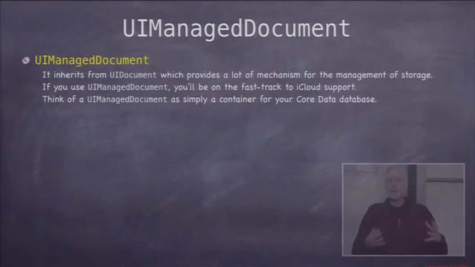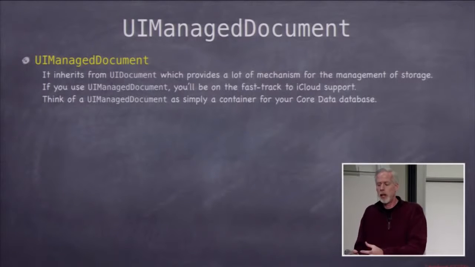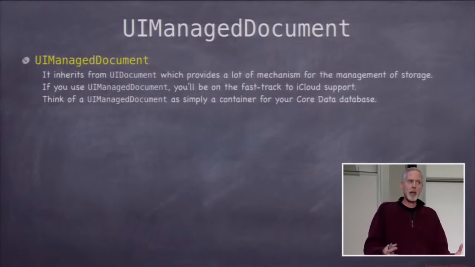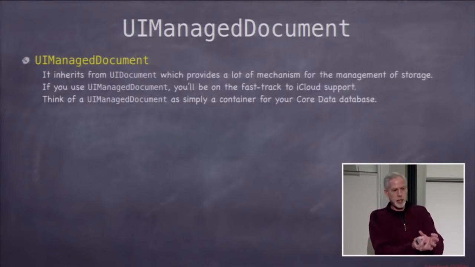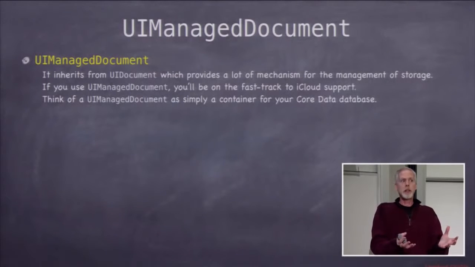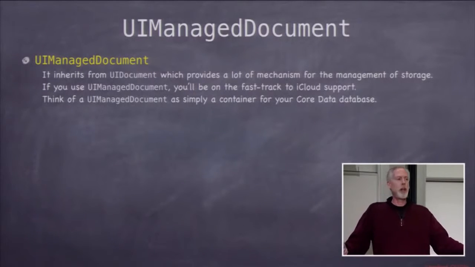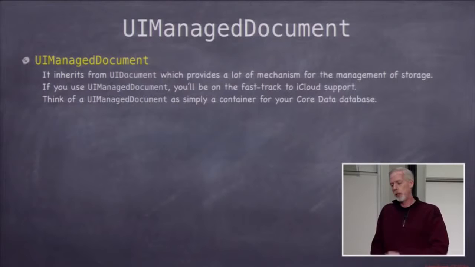It inherits from a class called UIDocument. UIDocument is a whole bunch of mechanism for managing some storage. Okay, UIManagedDocument puts a Core Data database in some storage. So you're managing the storage of your Core Data database. So you can think of UIManagedDocument as just like a thing that contains your Core Data database for you. And all you ever really do is open or create a UIManagedDocument, and then grab its managed object context, and then use it to do your database. That's it. Okay? So that's what we're going to talk about, how to open or create a UIManagedDocument and then get its managed object context. Then we'll dive back into, now that we have a context, how do we do Core Data?